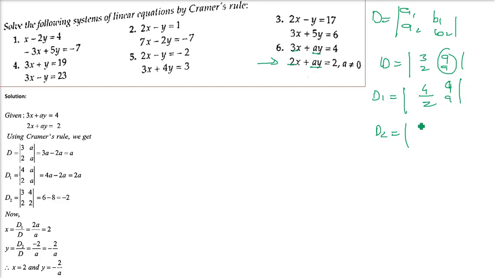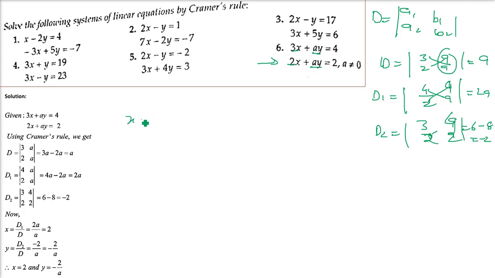The second column has to be replaced by 3, 2. So this is A. 4A minus 2A is 2A. So we just have to change it, because here we have to replace 4, 2. Okay. So we get 6 minus 8, that is negative 2.